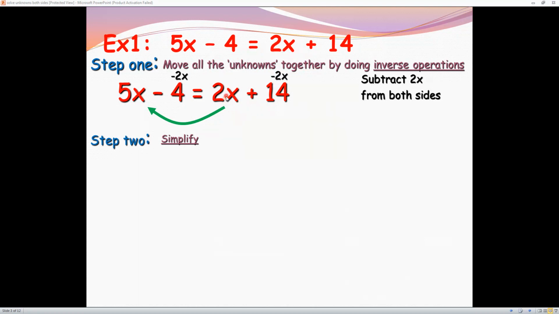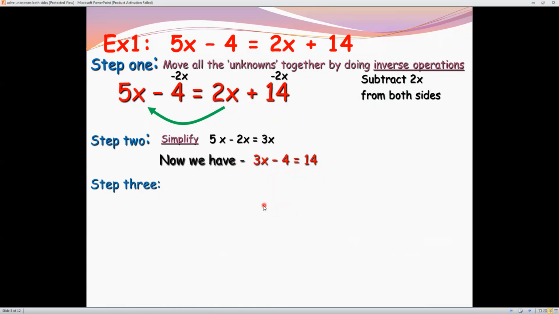So the 2x, we are going to subtract 2x from both sides. So minus 2x from here and minus 2x from here, and we will simplify. Minus 2x from here means 0, and minus 2x from the other side gives 5x minus 2x. Let's simplify it. So 5x minus 2x equals 3x. The equation will be 3x minus 4 equals 14.